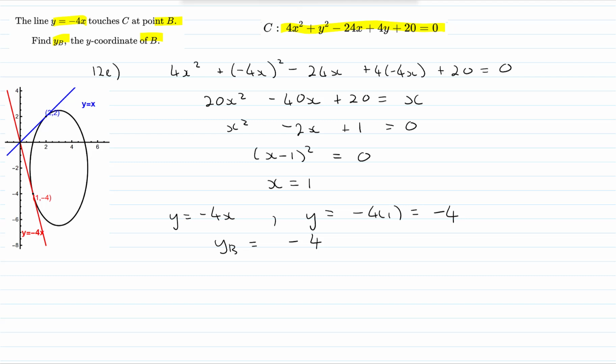So the y-coordinate of B is equal to -4. And just depending on the question, you can always just use your graphing calculator to solve some of these quadratics. This one was quite simple. It factorized very neatly. But if it was a bit more complicated or didn't factorize, you can always just go straight to the graphing calculator in paper 2.